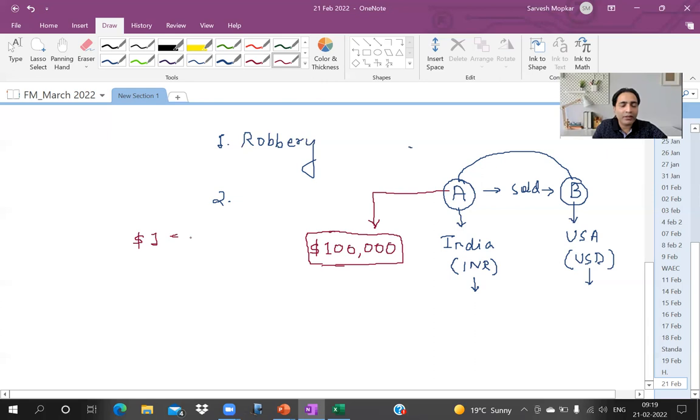What is the price of $1? Just check in your Google. I allow you to use your mobile phone for a minute. Let me know what one US dollar is equal to right now. How many rupees? One USD is equal to 74.57. Very good. So let me consider it 74 INR. Now this particular phenomenon is called the exchange rate.